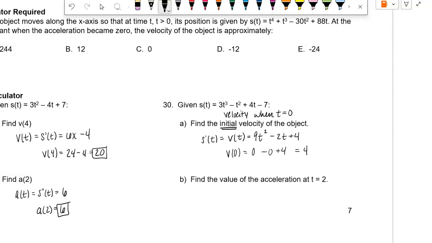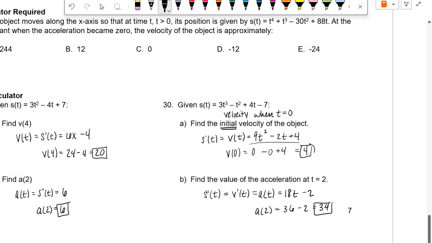To find the value of the acceleration at t equals 2, you're going to find the second derivative of position, which is the first derivative of velocity, and you do not have to necessarily write the v prime of t. But that is how we get to acceleration. So we're going to use our velocity function, power rule. We've got 18t minus 2, and now we've got A of 2 equals 36 minus 2, which is 34 for final answer.